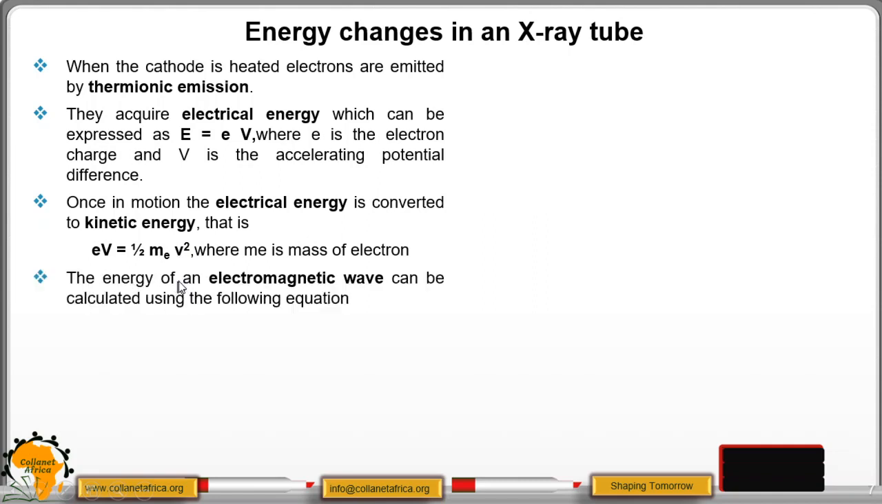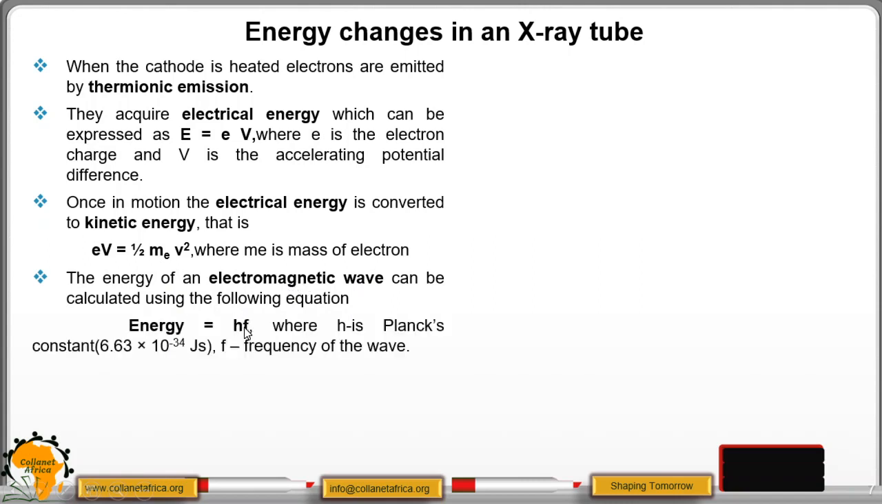Now, the energy of an electromagnetic wave, as we have seen in our previous topic, the electromagnetic spectrum, is given by hf, where h is Planck's constant, given by this value, 6.63 times 10 to the negative 34 joule seconds, and f is the frequency. So in other words, we can get the energy of the X-rays produced, because X-ray is part of the electromagnetic spectrum. It is an electromagnetic wave. Therefore, the energy that is converted to X-ray, we can get through this formula.